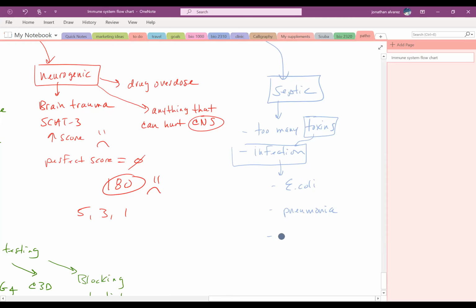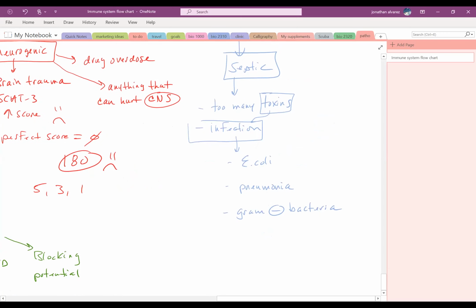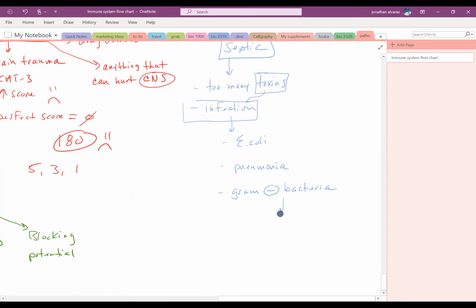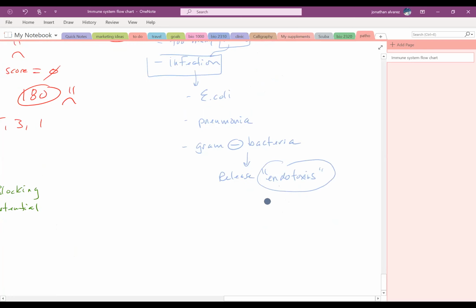Okay. Gram negative bacteria. Okay, gram negative bacteria, they tend to release this thing called endotoxins. Okay, and endotoxins, it causes an increase in cytokine activity.